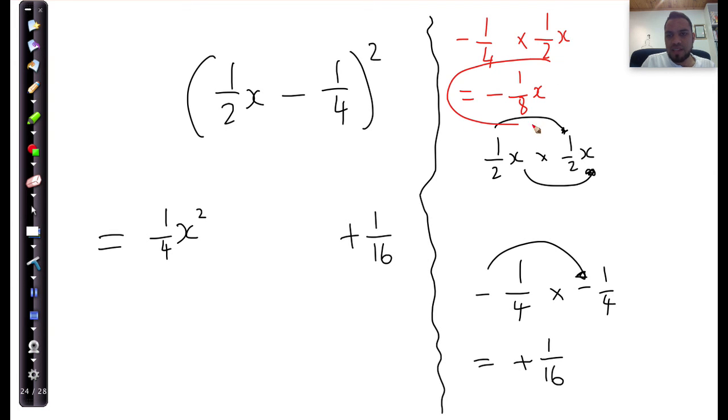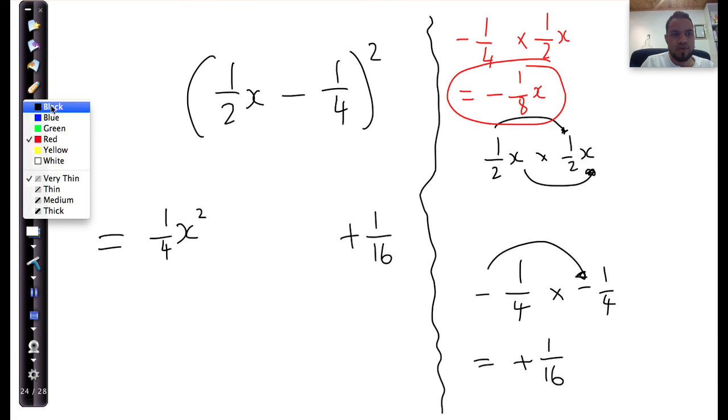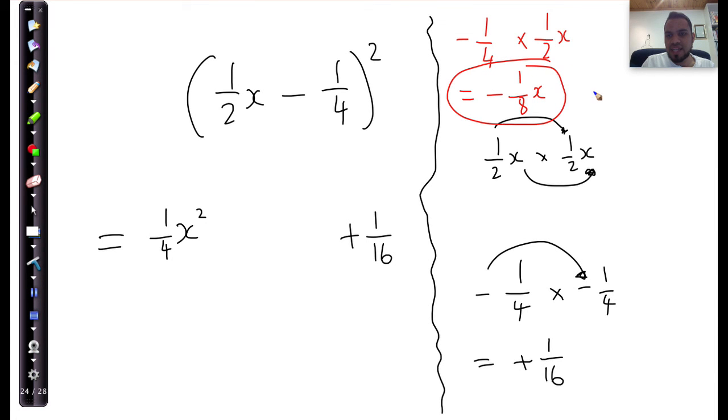Now how do I double this figure over here? All I have to do is I have to say, take that number, minus 1 over 8x, and I multiply it by 2. And that's going to give me negative 2 over 8x. Because multiplying by 2 is the same as multiplying by 2 over 1. So you can work that part out.